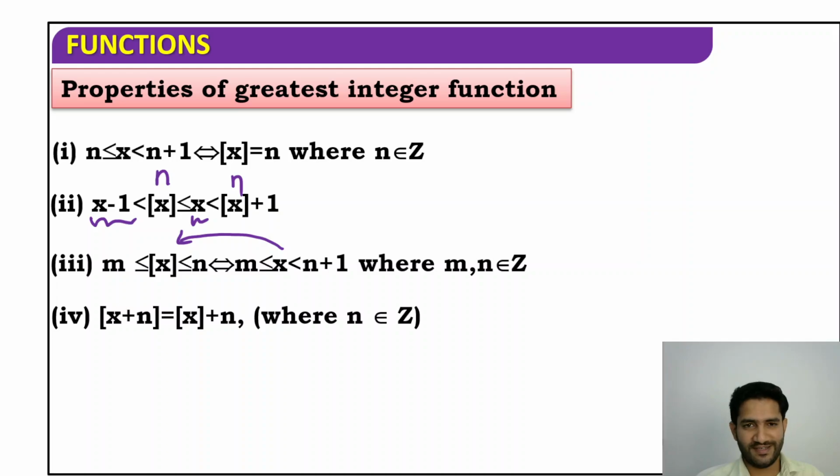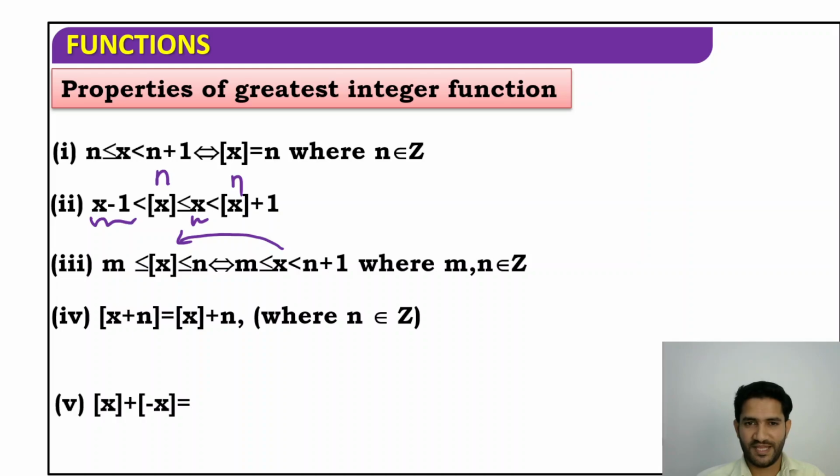The fourth one may cause some confusion because this is the theory part; we are not discussing any problems. Look at the fourth one: the greatest integer of x plus n equals the greatest integer of x plus n, where x is a real number and n is an integer. And the interesting one is the fifth one.